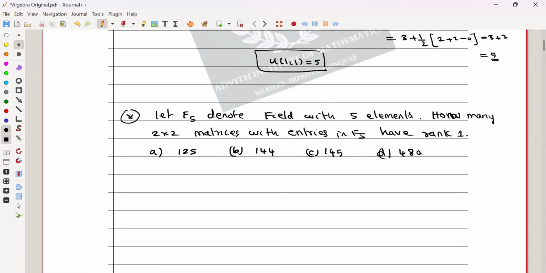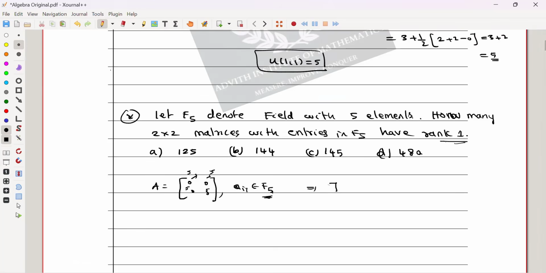What has been given to us? A is a 2x2 matrix, sir. And the entries are from, say, Z5, right, sir? Then we need to find the number of matrices of rank 1. Okay, so how many possible elements of 2x2 matrices with elements from Z5 are there, sir? So for each entry we have 5 choices, right?